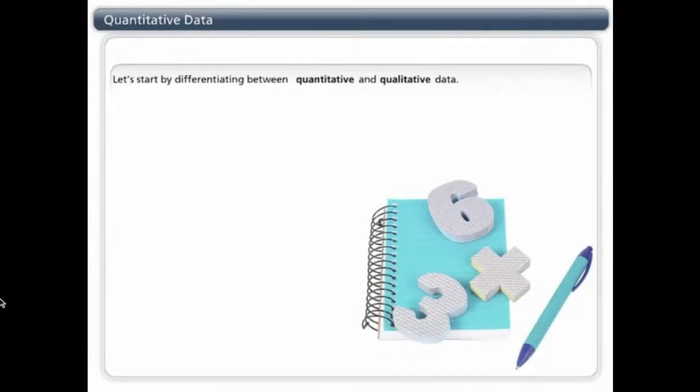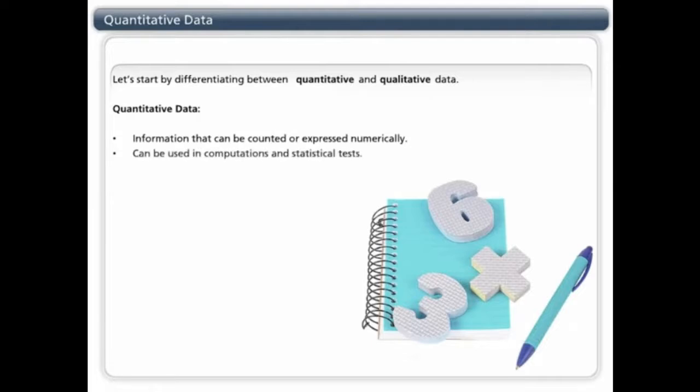Let's start by differentiating between quantitative and qualitative data. Quantitative data is information that can be counted or expressed as numbers. Since this data is numerical, it can be used in mathematical computations and statistical tests. This is also the data you'll find presented visually in tables and graphs.